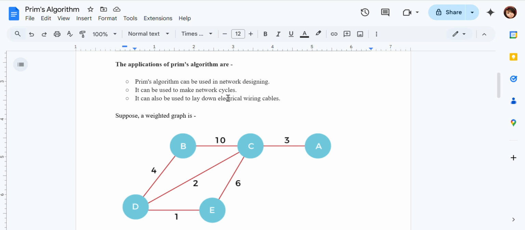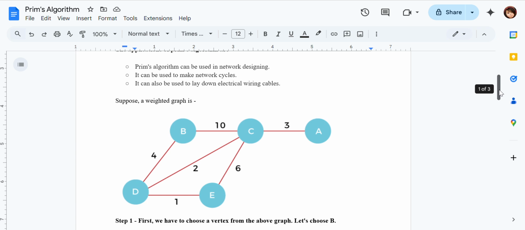Regarding the applications of Prim's algorithm, it can be used in network designing, the net of electric wiring cables, all these things. The applications have been covered in depth in the minimum spanning tree video. Please see that video and come back to Prim's algorithm. Now let's see an example.